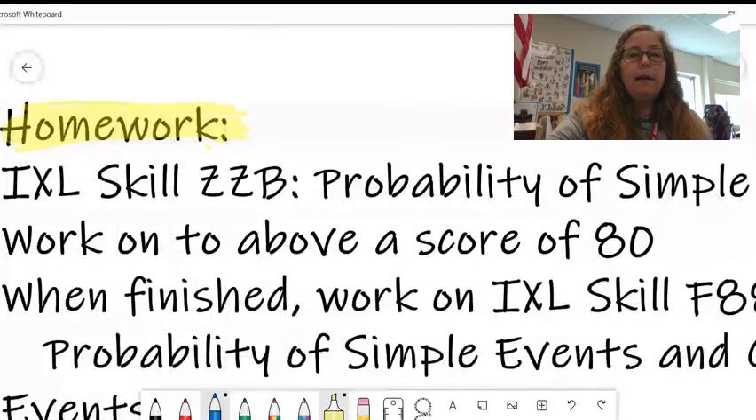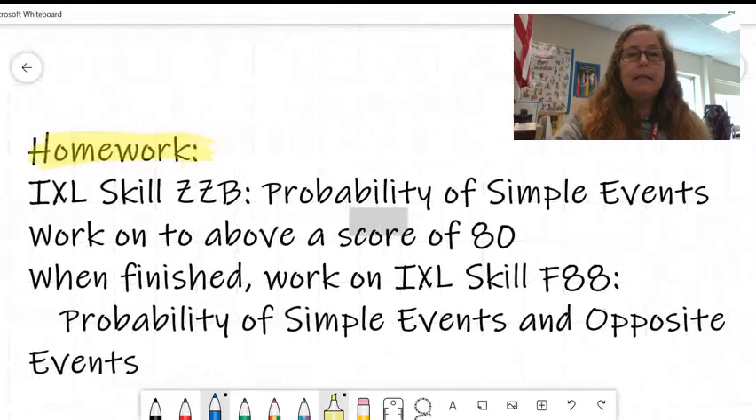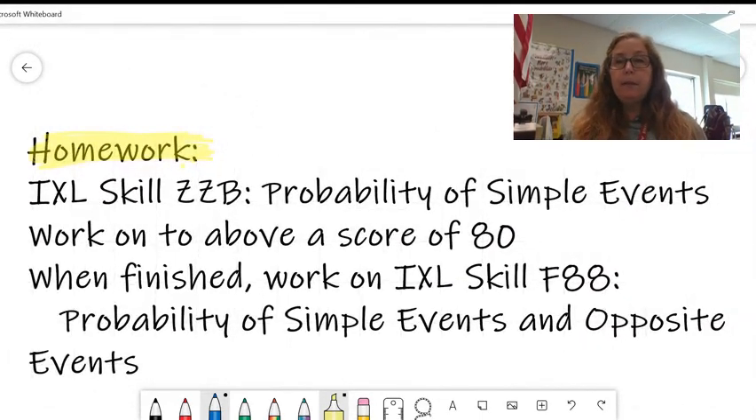is to work on IXL skill ZZB, which is the probability of simple events. Work on that until you get above a score of 80. This would be an easy one to get a 100 on. I think many of you will find that. When you finish that, please go on and work on IXL skill F88, which is the probability of simple events and opposite events. And I think that you will also find that a very doable skill.